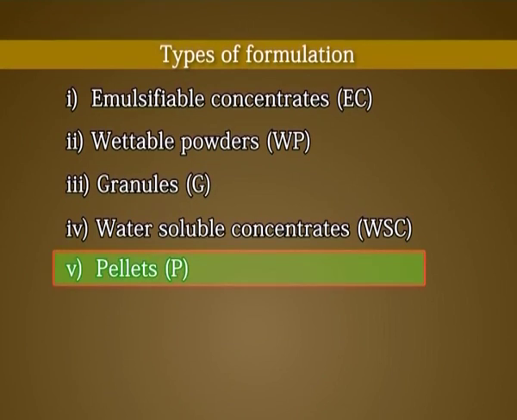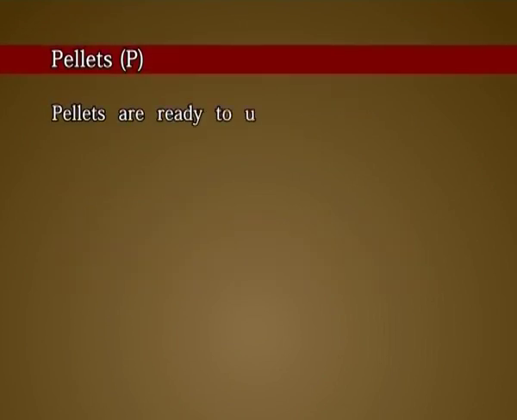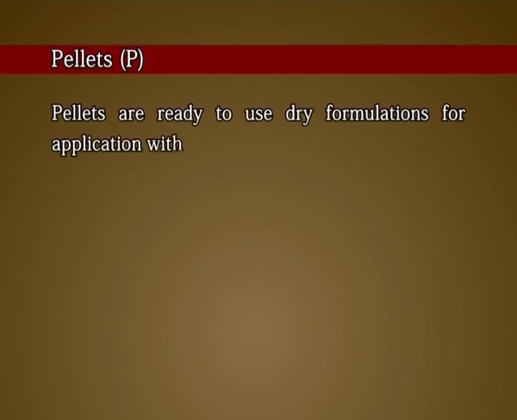Number 5, pellets. Pellets are a ready-to-use dry formulation for application without a liquid carrier. They are larger than granules, and the active ingredient is usually combined with inert materials to form a slurry, which is extruded under pressure. Herbicide concentrations range from 5 to 20%.